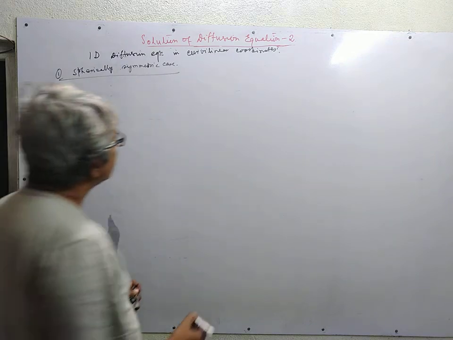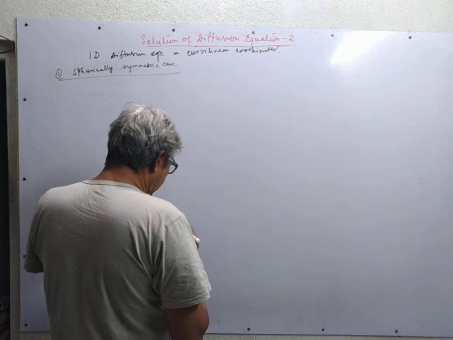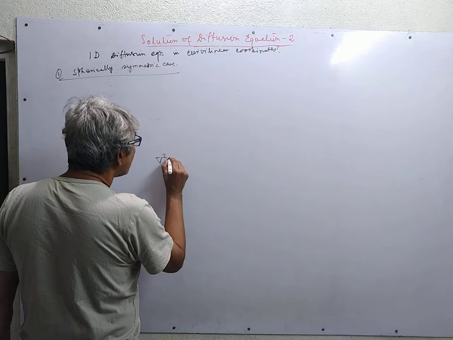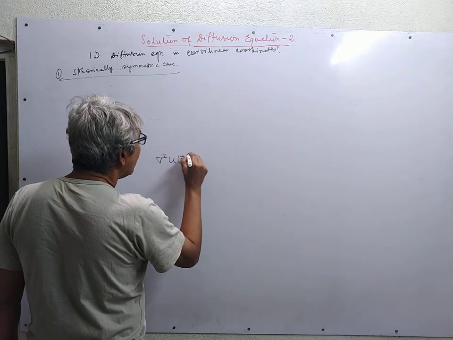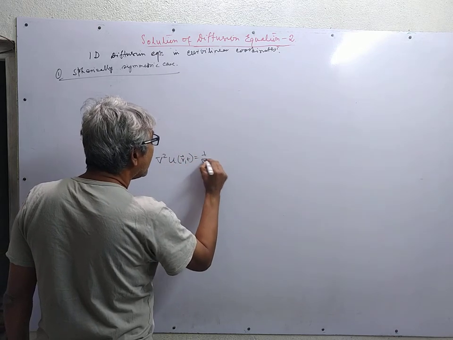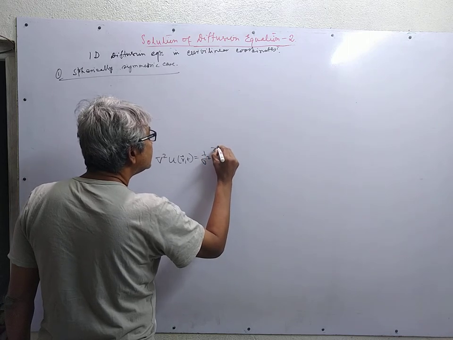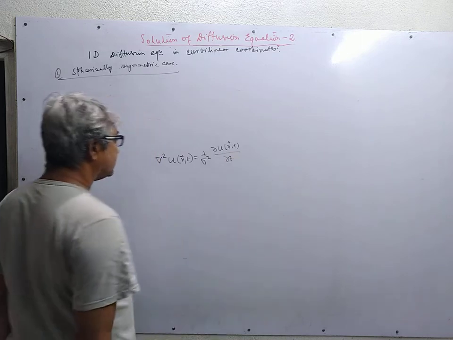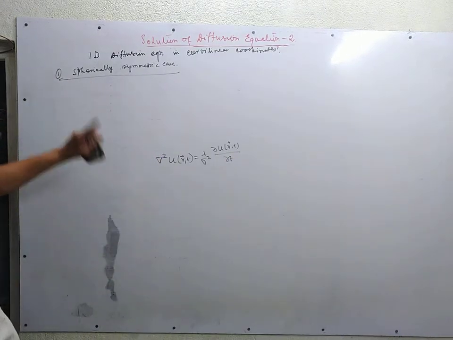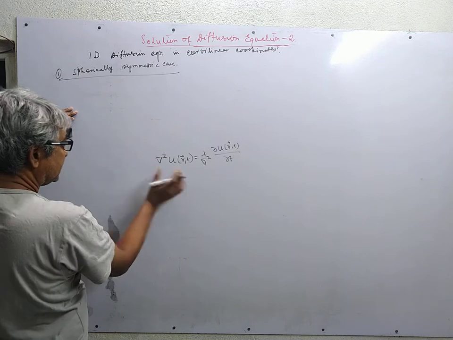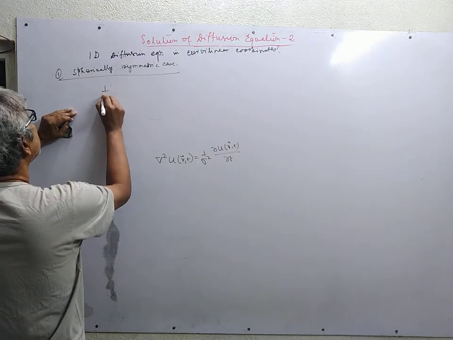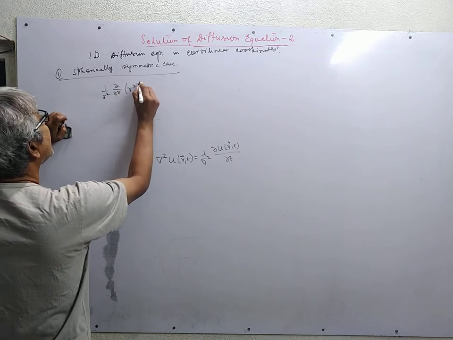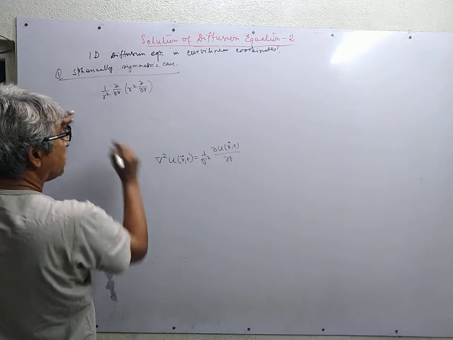You know that the general curvilinear diffusion equation was nabla square u of r,t is equal to 1 upon sigma square del u of r,t del t. This is the general equation. In spherically symmetric cases, this nabla operator becomes 1 by r square del r of r square del r.